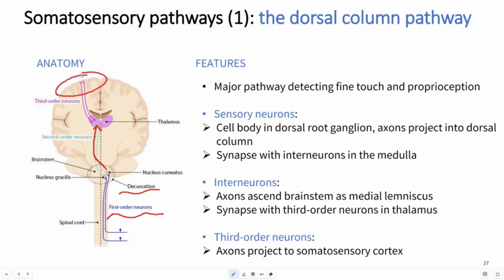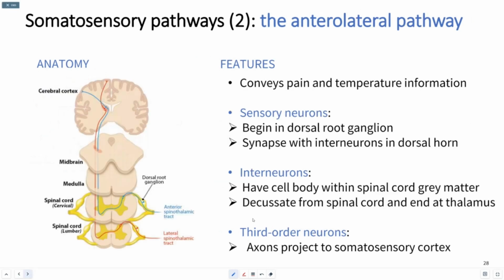So overall, this is a highly organized, specialized somatosensory pathway that allows for precise detection and discrimination of touch, vibration, and proprioception. The anterolateral pathway, also known as the spinothalamic pathway, is a somatosensory pathway that transmits information about pain, temperature, and crude touch.